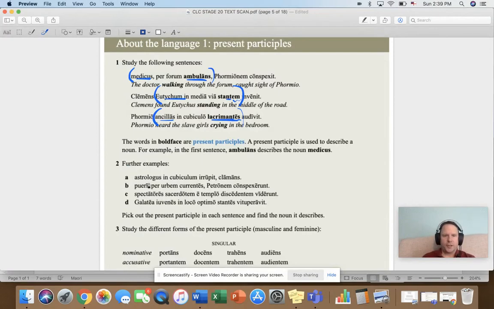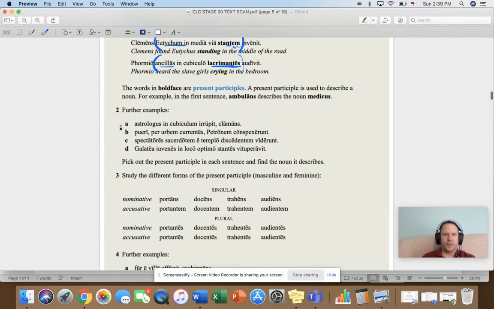So if we look at our examples here, I wonder if we can pick out the present active participle in number 1. Okay, so I'm going to give you a chance to pause, pick it out. All right. It's clamans. Very good. Excellent. And it's got NS, so we know that it describes something that's nominative and singular.